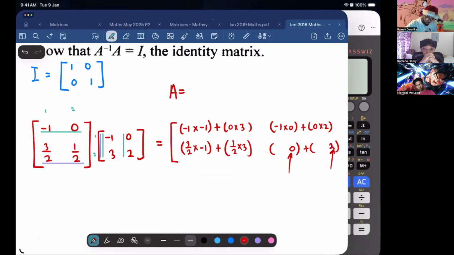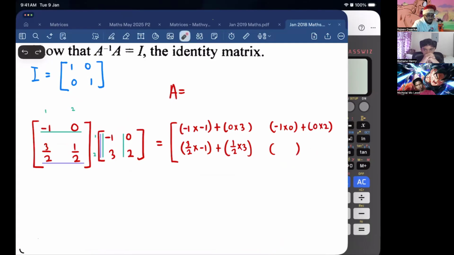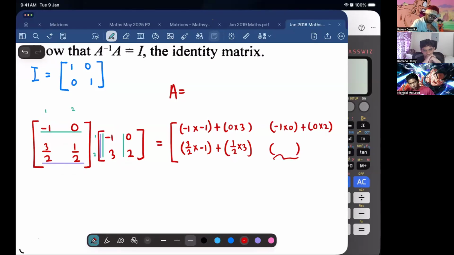Yes, sir. But let me do the full working, right? You know the trick, but let me show you the full working. So next thing, did we multiply everything here by this column? Yeah. Right. So now we're going to move on to the other row. What's the other row, guys? 3 over 2 and a half. Right. What is the first element there? 3 over 2. Right. What's the first element here? 0. Right. So I'm going to say what here? 3 over 2 times 0.